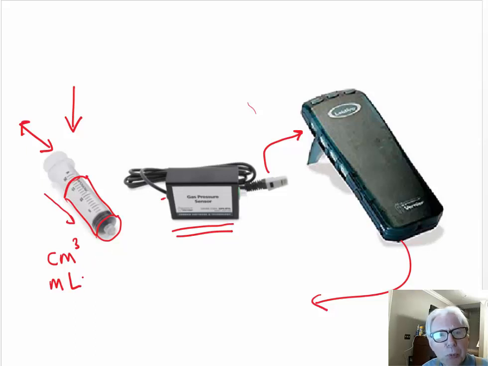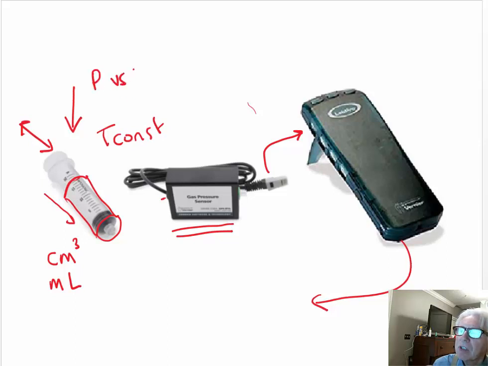Now, as we change the volume, if we do it quickly, then the temperature is going to change. If I compress the gas, the temperature will go up. If I expand the gas, the temperature will go down. So we're going to wait until the syringe returns to room temperature and then take the reading, because we want to keep T constant. So we're going to look at the pressure versus the volume at constant temperature.